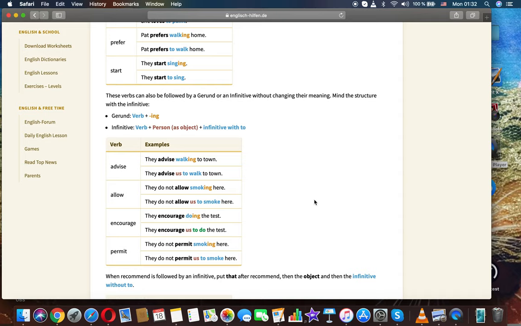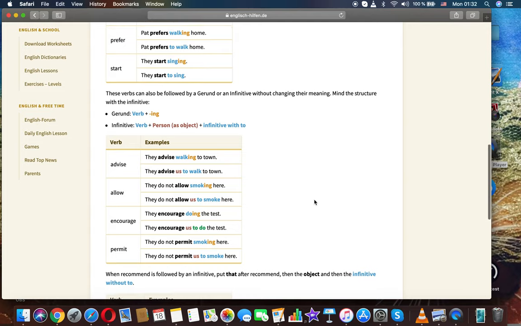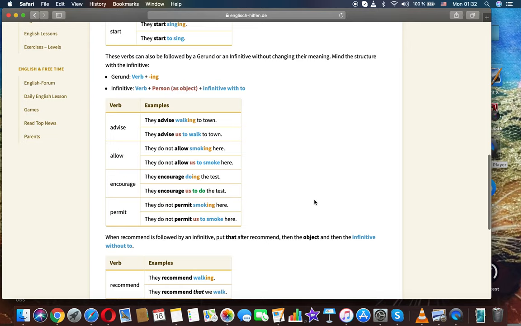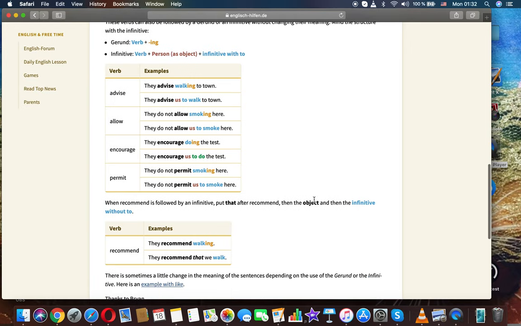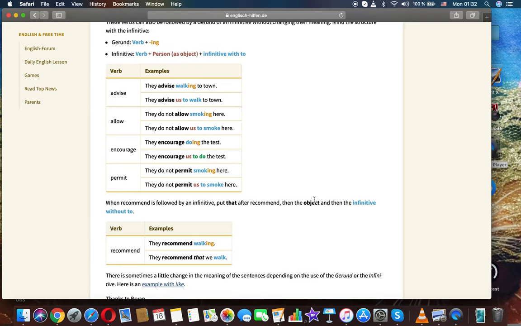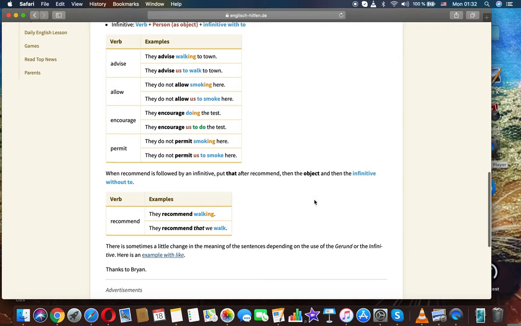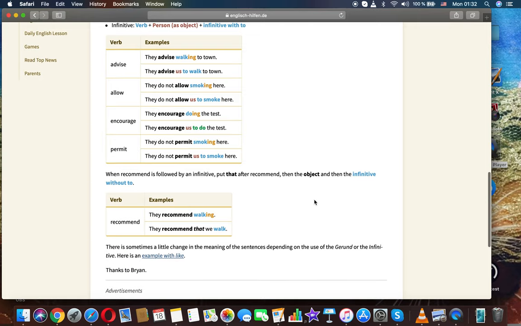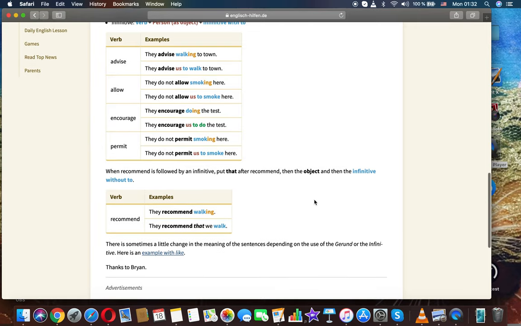These verbs can also be followed by a gerund or an infinitive without changing their meaning. Mind the structure with infinitive. Gerund: verb plus ing. Infinitive: verb plus person as object plus infinitive with to. Verb and examples. Advise. They advise walking to town. They advise us to walk to town.